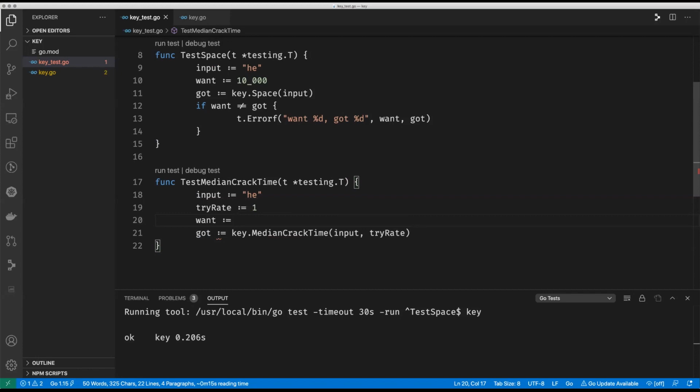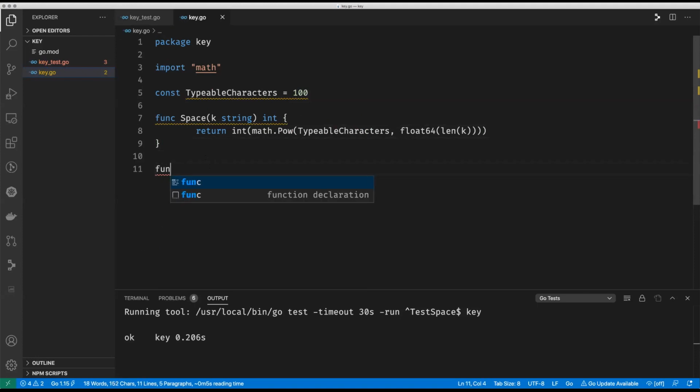In this case, for this specific example, it's like 5,000 seconds. Yeah, that sounds believable. Okay, so now we need to write at least a skeleton function.